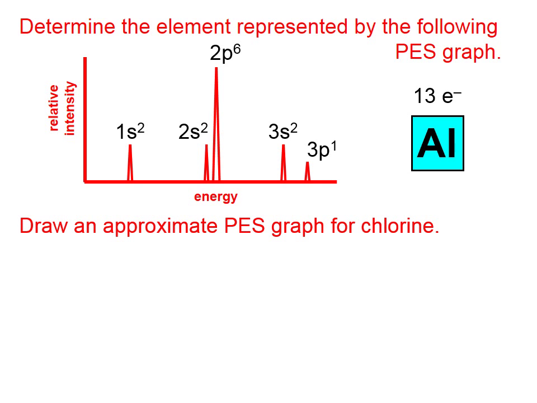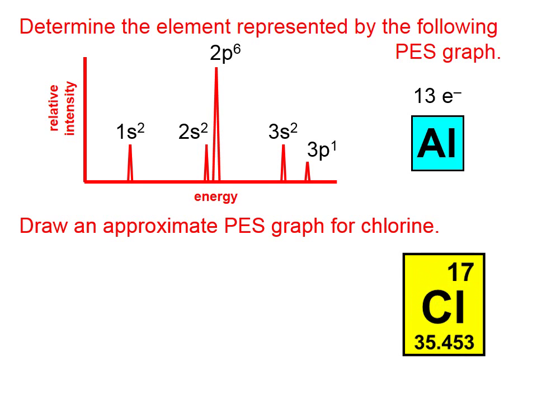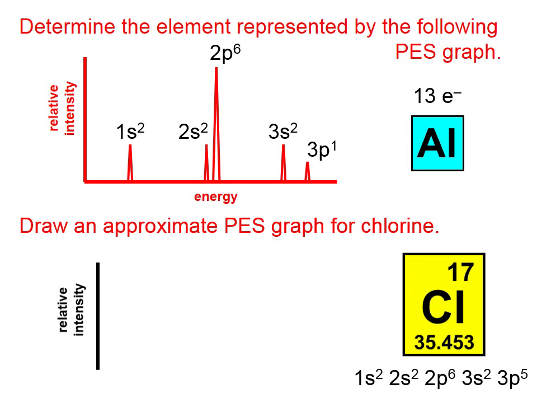Now let's draw an approximate PES graph for chlorine. So we find chlorine on the table, and it has 17 protons and 17 electrons, assuming that it's a neutral atom. And the electron configuration for chlorine would be what's shown here in the lower right: 1s2, 2s2, 2p6, 3s2, 3p5. So what we need to do is draw a graph. The vertical axis represents the relative intensity. The horizontal axis represents energy.